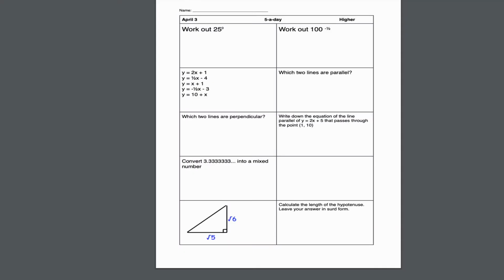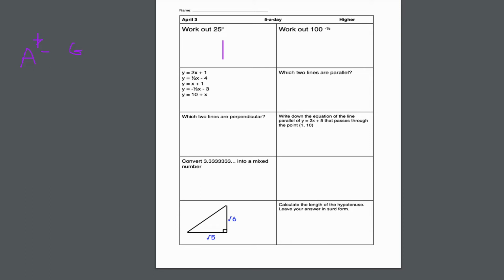Okay, we're now looking at April the 3rd, Corbett Maths 5 a day, from the A star to G GCSE Maths. So it's the old spec that we're looking at, but it's still appropriate for this current spec. Looking at higher tier. Question number 1. Work out 25 to the power of 0. Anything to the power of 0 in maths is just 1.